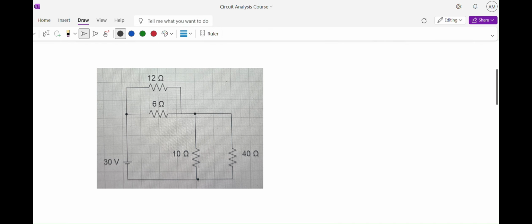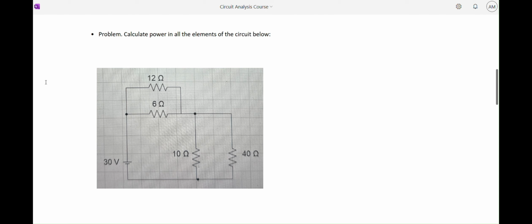In order to figure it out better, let's solve a problem together. In this problem, we're going to calculate power in all the elements of the circuit below. What are the elements? These resistors and this battery or power source. So I'm going to calculate power. From previous sessions, we know that power in circuit analysis is nothing but voltage times current. That's the general formula of power in circuit analysis.